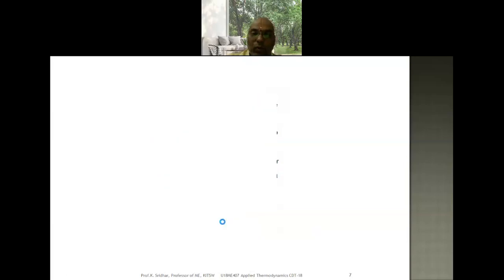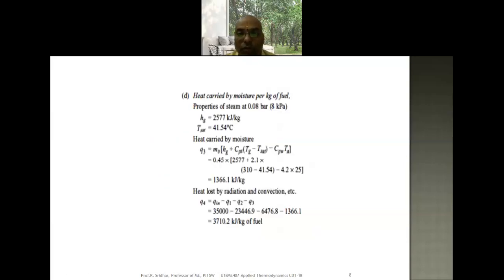Now you calculate Q3. Q3 is the heat carried by the moisture, that is the formula. You know all the values, that is, at 0.08 bar, what are the values of hg and T saturated. By substituting this, we are able to calculate Q3 equal to 1366. And the last one, that is the heat lost by radiation, convection and unaccounted losses, will be equal to Qin minus Q1 minus Q2 minus Q3. By doing so, we are able to get Q4 equal to 3710.2.